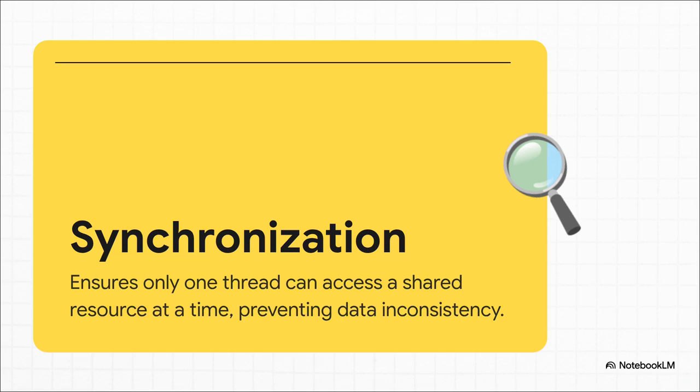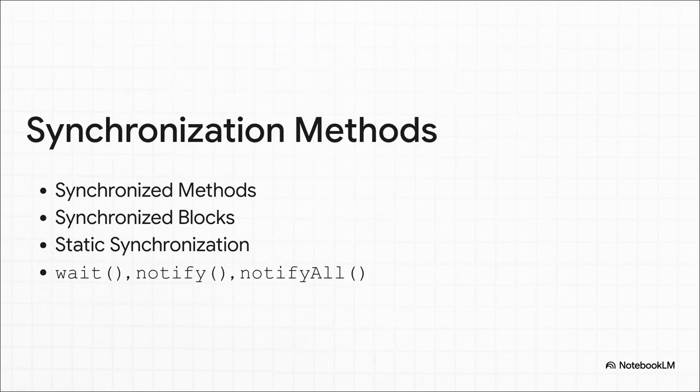When a thread wants to use it, it has to grab the key. As long as it has the key, no other thread can touch it. Once it's done, it puts the key back, and the next thread in line can grab it. It brings order to the chaos. And Java gives you a few different ways to enforce this one-at-a-time rule.